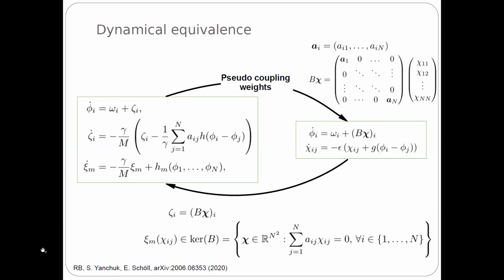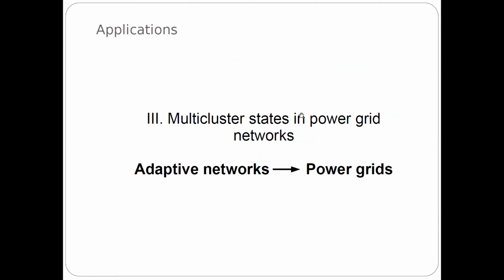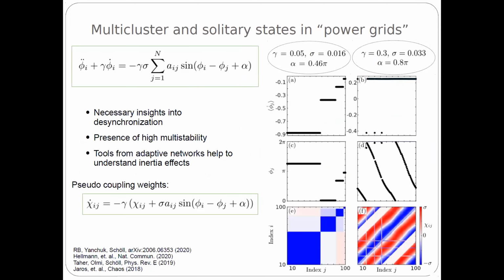Okay, very good. For the moment, I cannot see an additional question in the forum, so let me ask you one. We want our power grids to be synchronized, correct? Yes. And you said that there's evidence for different solitary states and multi-cluster states in these networks. What would be more threatening to the stability of these networks from an engineering point of view?